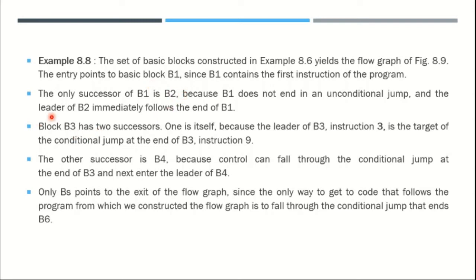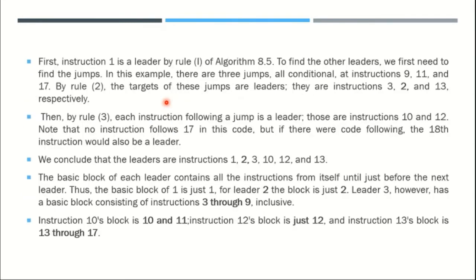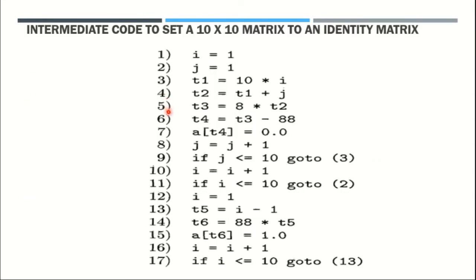So now the only successor of B1 is B2. Why? Because block 1 contains the first line of the intermediate code representation, and block 2 contains the second line. So this is block 1 and this is block 2. And then this is block 3.